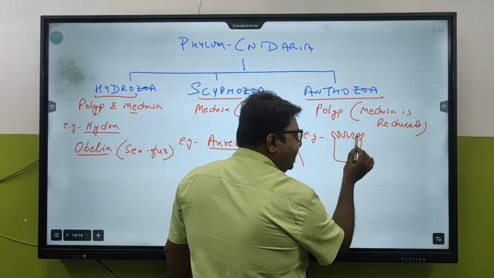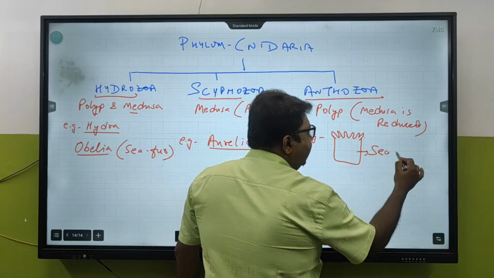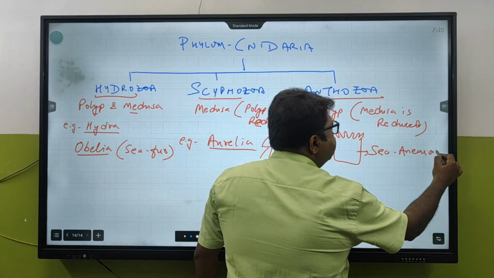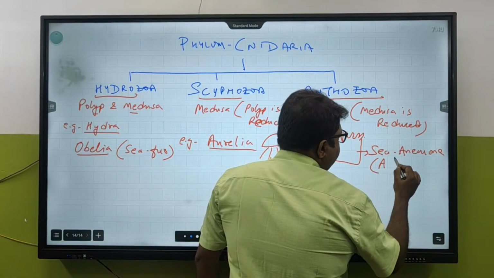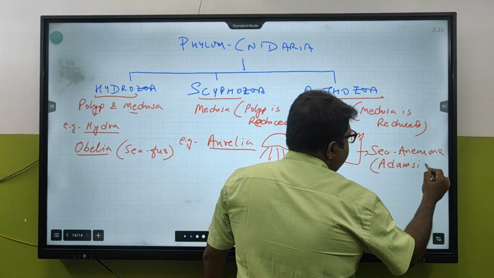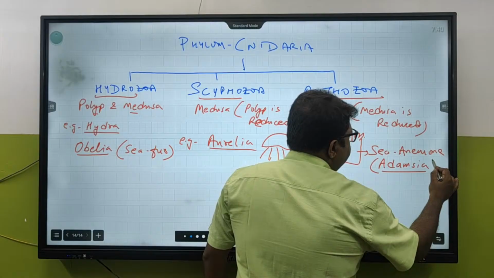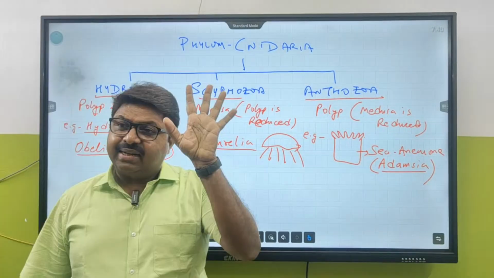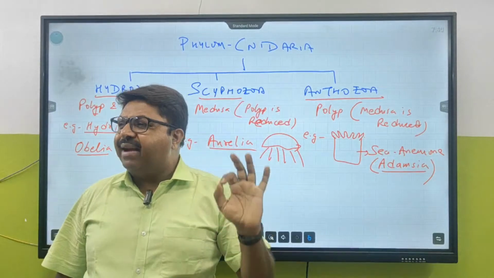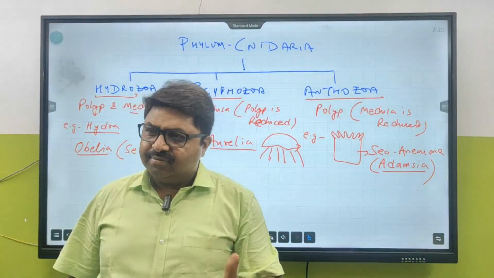This is sea anemone. They have got tentacles like this. The scientific name of this sea anemone is Adamsia. Is that there in your book? And mind you, sea anemones have small tentacles. And they show biradial symmetry.